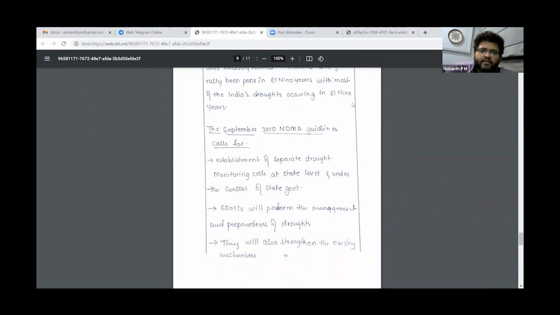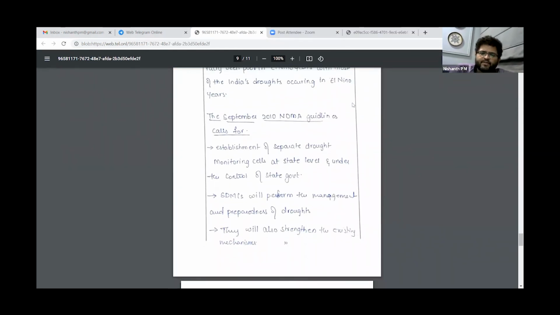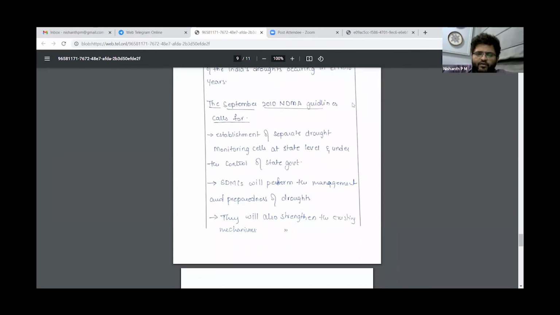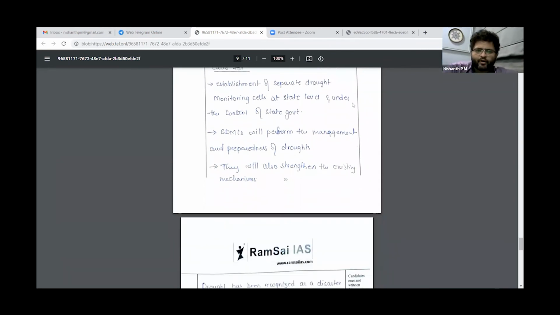Okay, you've written the establishment, SDMs will be performing management of droughts. Good, the points are good.